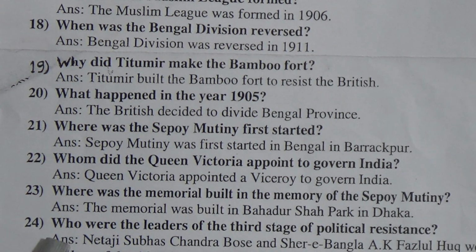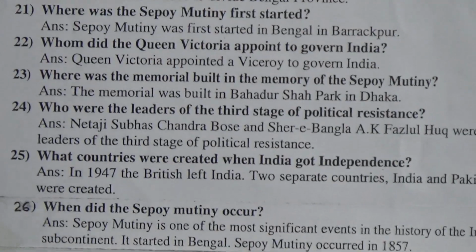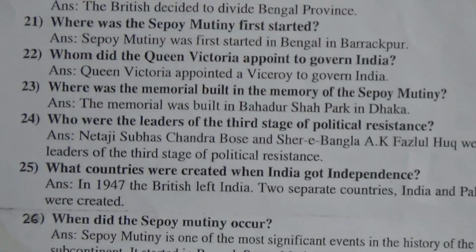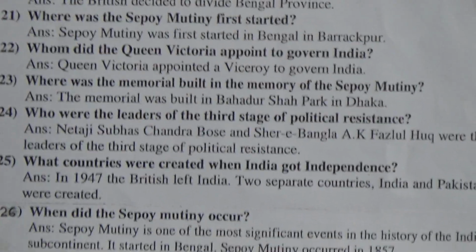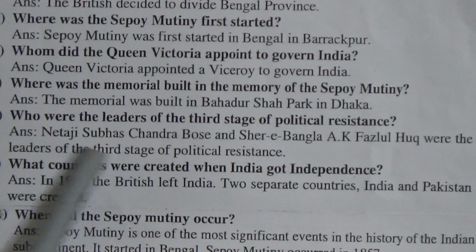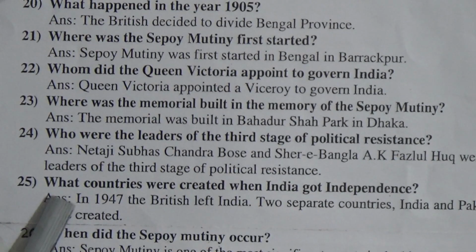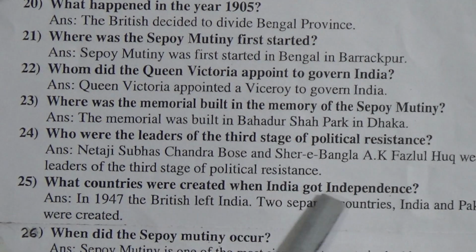Now 24. Who were the leaders of the third stage of political resistance? We know that it was Subhash Chandra Bose and A.K. Fazlul Haq. Okay, let's read. The answer is, Netaji Subhash Chandra Bose and Sher-e-Bangla A.K. Fazlul Haq were the leaders of the third stage of political resistance.